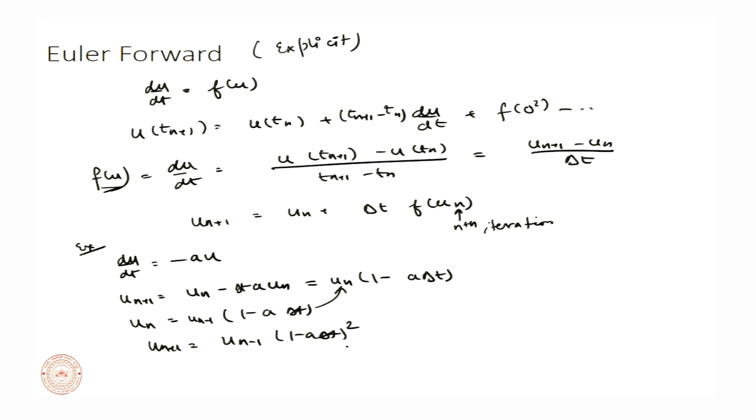If you keep on repeating this, you will come to a point that u of n plus 1 will be equal to u of 1 into (1 minus a delta t) to the power of n. Okay. So, what we are seeing is that at each step we are multiplying the initial value by 1 minus a delta t, so that we can go to the next value, and this is how time progresses. Okay.